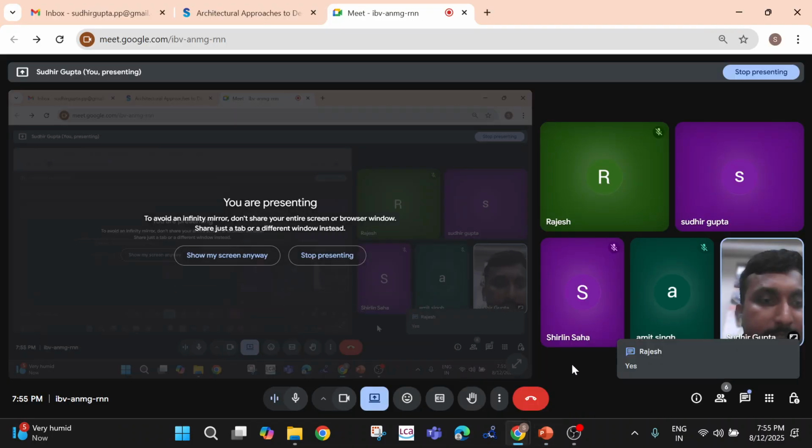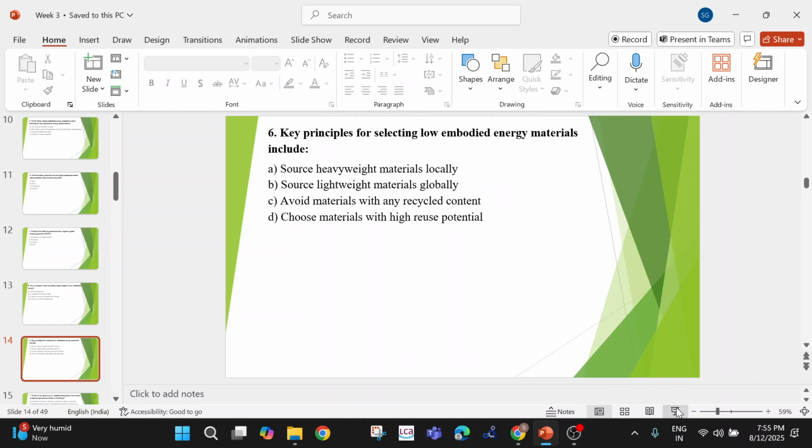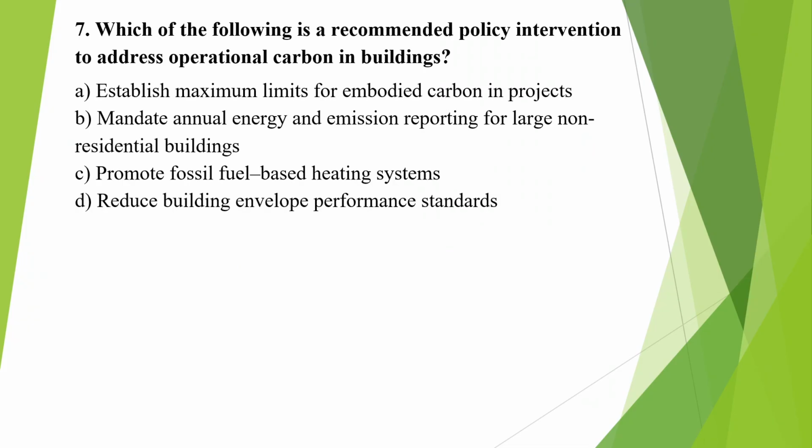Okay. As I can see, Rajesh is fine with option B and he has included it in his answer. So let's move to the next question then. Question number 7. Which of the following is a recommended policy intervention to address operational carbon in buildings? This is a multiple choice question and only one answer is correct. So out of the four, choose the most appropriate one.